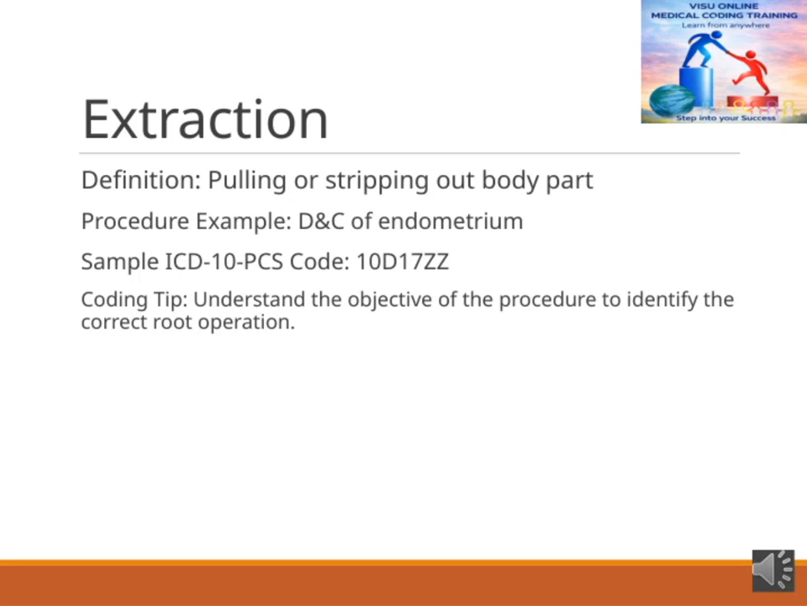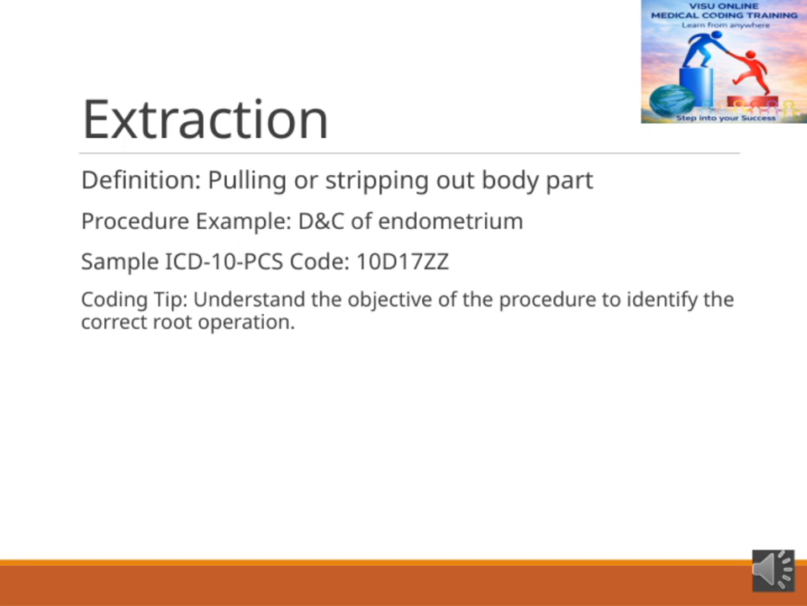All right, on this slide, we're talking about the concept of pulling or stripping out a body part, which is technically called extraction. This is a key part of understanding how procedures are classified in coding. For example, a common procedure like a D and C of the endometrium involves removing tissue from the uterus, which falls under this category. The sample ICD-10 PCS code for that is 10D17ZZ.